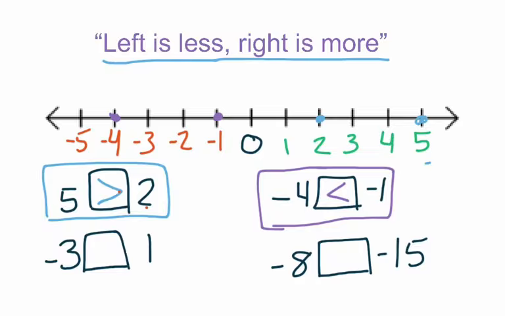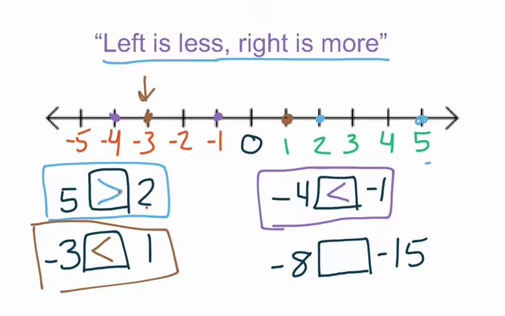Now let's go to -3 and 1. I'm going to do this problem in brown, and I'm still able to graph these, so I will. If I graph -3 in the brown, it would be here, and if I graph 1 in brown, it would be here. -3 is on the left, so -3 is less than 1.